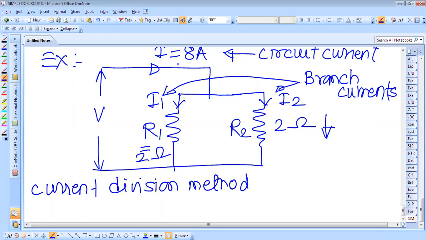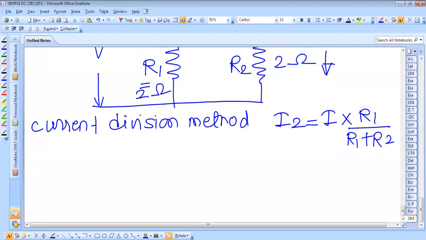Division means here the current is getting divided. It is I1 and I2, and as we have to find the current flowing through I2, what we require is the total current I into the resistance of the opposite branch, that is R1, divided by the sum of the resistances of these two branches. So this is the formula for finding I2.